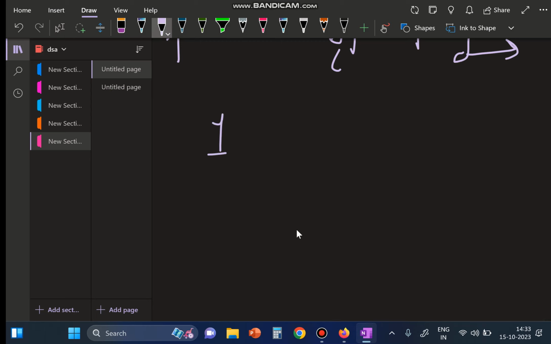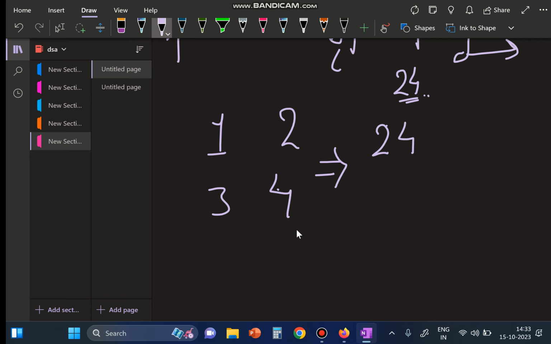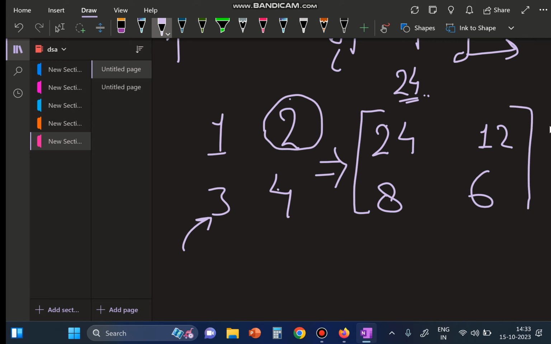Let us suppose I have 1 2 3 and 4, and this is the matrix given to us. We have to return the product of all the elements except the self element. 4 3 is 12, 12 times 2 is 24, so the product of all the elements is 24. At the first position we return 24, here we return 12, meaning just do not take this element and find the product of all the others. For this position it is 8, and for this it is 6, right?